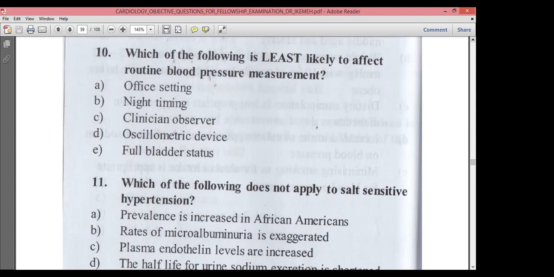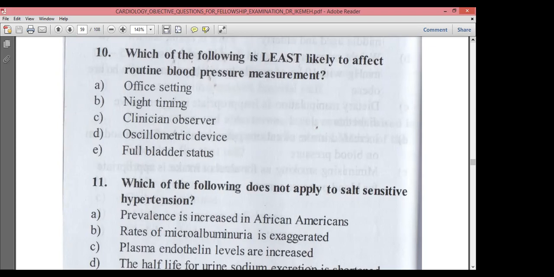So the first one is the office setting. Of course, we know a lot of people, when they are in the hospital or clinic area, get anxious and you can get an erroneous reading. So the office setting affects blood pressure measurement.